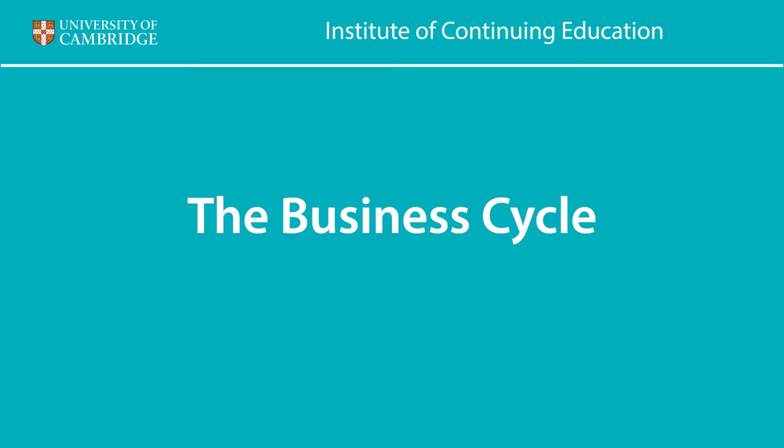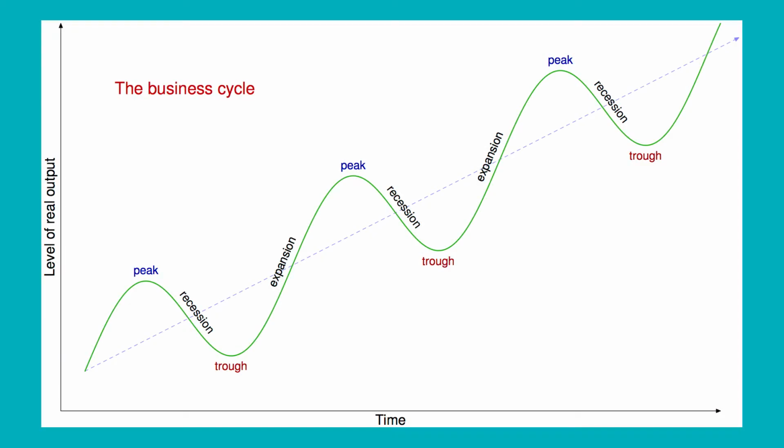Let me introduce you to the business cycle. It looks something like this. The business cycle is a natural economic evolution that we experience in every economy of every country. It describes the way in which an economy would alternate between periods of its expansion and recessions. Let's take a bit of a closer look at this.